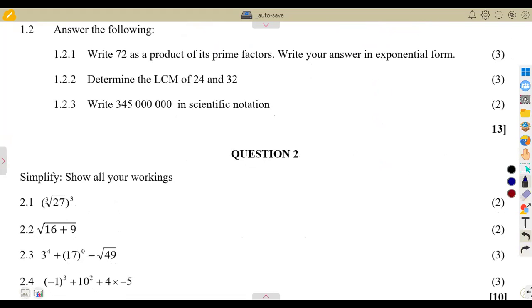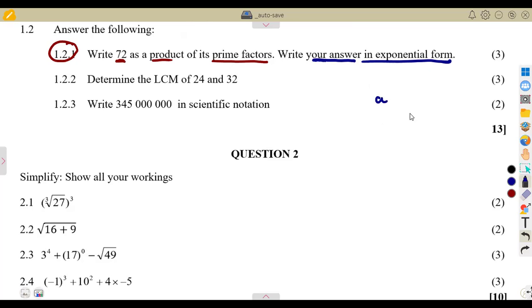1.2, let us check 1.2. Answer the following. 1.2.1, write 72 as a product of its prime factors. But they did not end there. The question is not ending here because there's a statement: write your answer in exponential form. Follow the instruction. It is not just to have prime factors, but it is also to write them in exponential form.